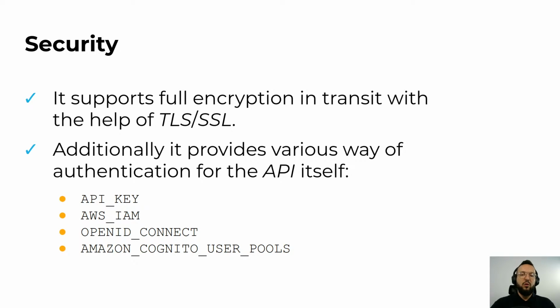Additionally, the API itself provides you various ways of authentication for the API layer. For example, you can reuse the API keys, you can reuse the AWS IAM logic, you can integrate with Amazon Cognito, or you can use any OpenID Connect compatible identity provider. So there are a few ways to authenticate properly for the API and the GraphQL API itself.